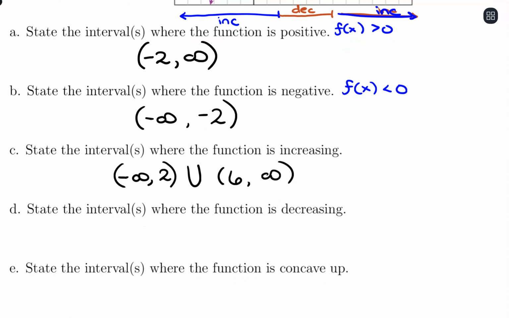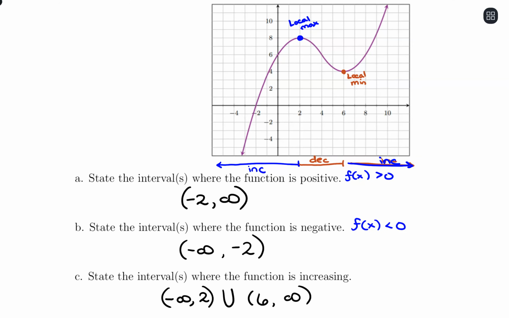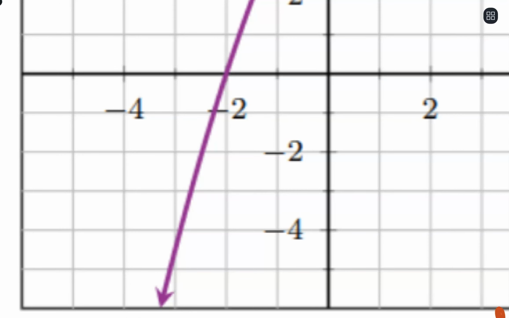Then for decreasing, it was just between 2 and 6, so we're going to have this interval 2, 6 using parentheses. All right, concave up and concave down. So what we're looking for is curvature in our graph. If we had any part of our graph that was linear, linear graphs don't have any concavity to them. But with these, if we zoom in and look close, there's always curvature. This rate of change isn't staying the same.